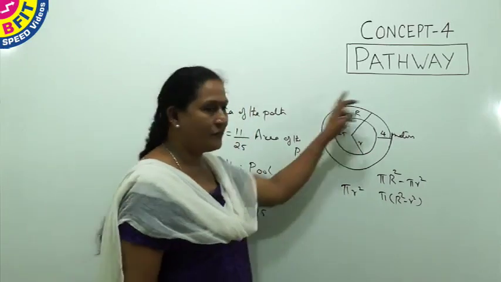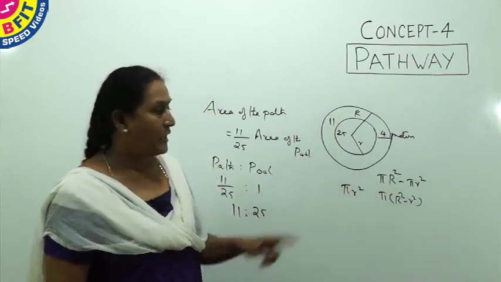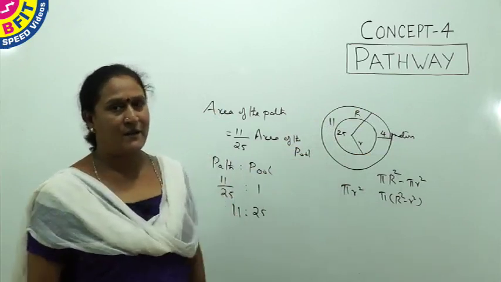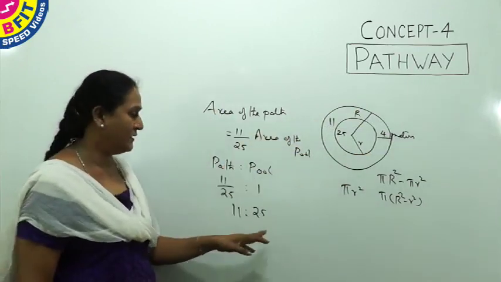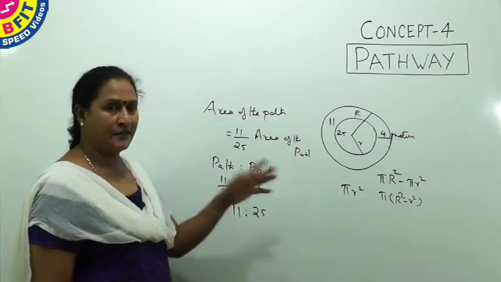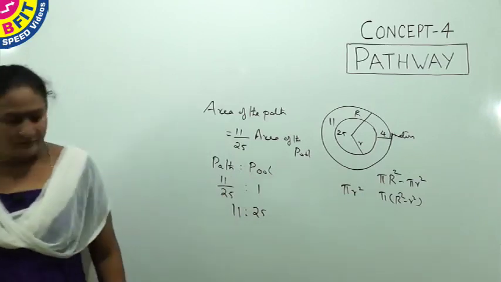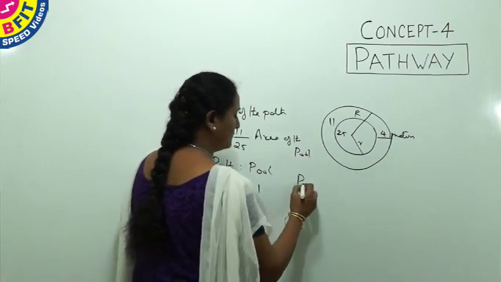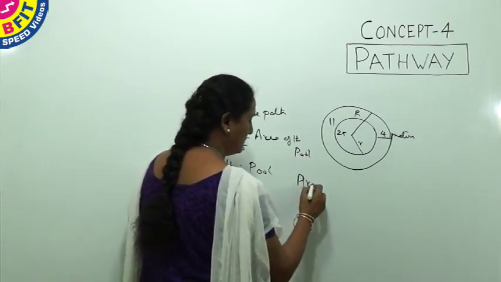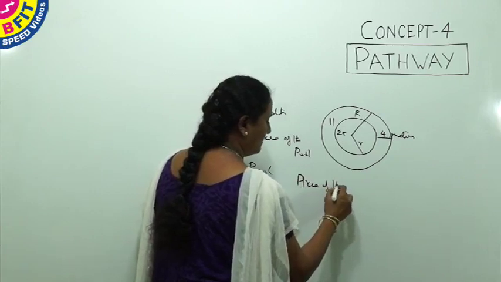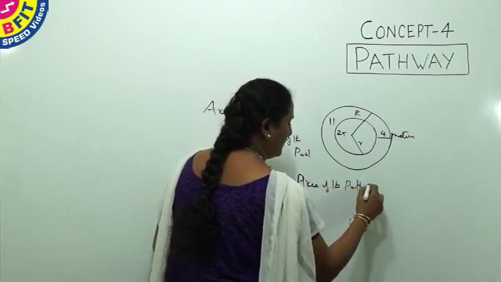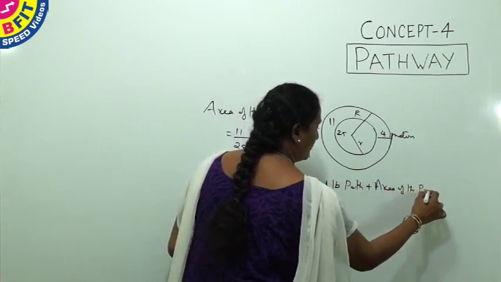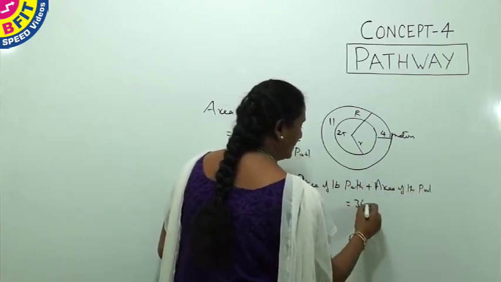Now what will be the area of the bigger circle? How many parts? The area of the bigger circle will be 11 plus 25, which is 36 parts. So the area of the path plus the area of the pool, when added, is equal to 36 parts.